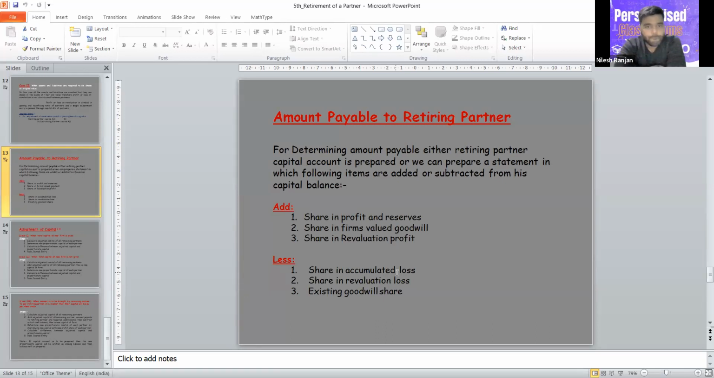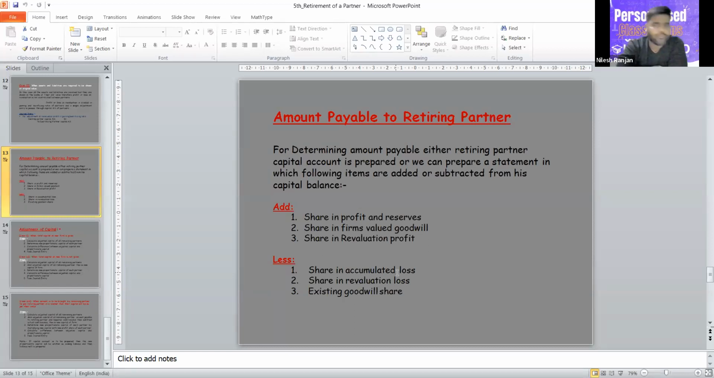So, amount payable to retiring partner. For determining the amount payable, either the retiring partner's capital account is prepared, or we can prepare a statement in which the following items are added or subtracted from his capital balance. This means there are two methods by which we can calculate the amount payable to a retiring partner.